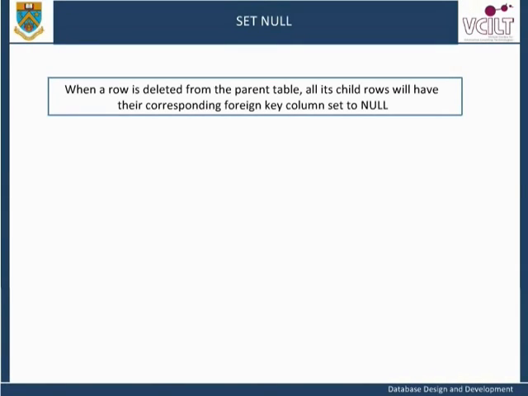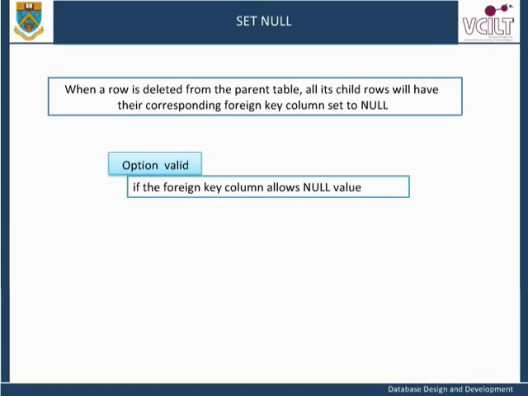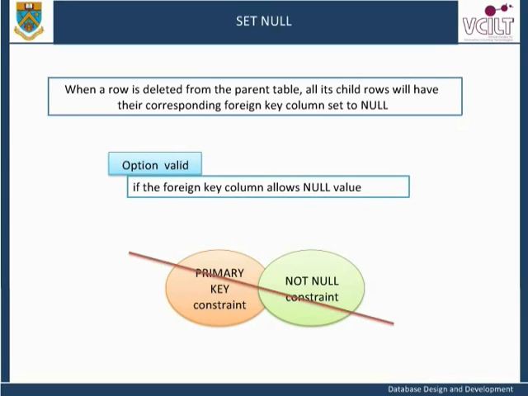When a row is deleted from the parent table, all its child rows will have their corresponding foreign key column set to null. This option is only valid if the foreign key column allows null values, that is, it has neither the primary key constraint nor the not null constraint. Similarly, when the candidate key value of the parent row is changed, all its child rows may have their corresponding foreign key column set to null. Again, this option is valid if and only if the foreign key column allows null values.